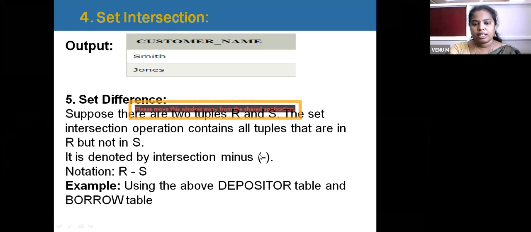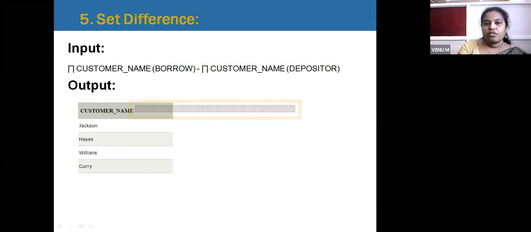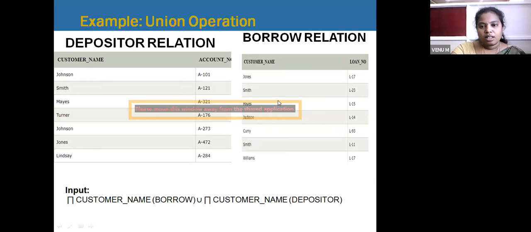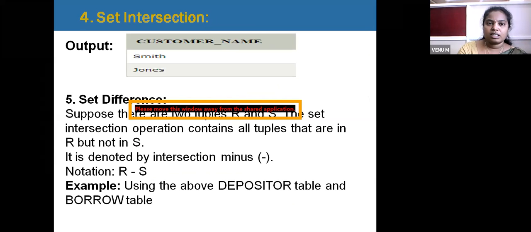The set difference symbolic notation is nothing but minus. Here observe: customer name of borrower minus customer name of depositor means Jackson, Hayes, Williams, and Curry are not present in the depositor table. You have to check it at least once. Williams is not present in the depositor table. In the borrower table it is there, but Williams is not there in the depositor table. So that is the difference you have to observe.